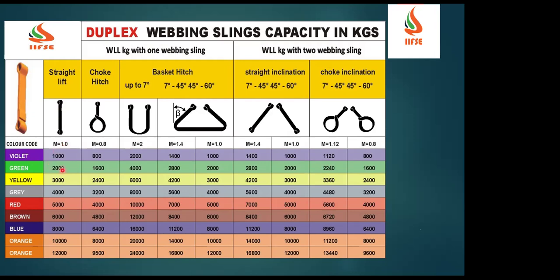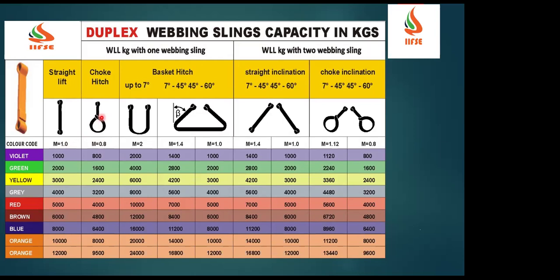If it is a 2 ton capacity belt, it will lift 2 ton. If it is a 5 ton, it will lift 5 ton. If you use a choker, the capacity of the belt comes down to 0.8. It will not lift. It is not supposed to lift, or it does not have the ability to lift 1 ton because of this choker.